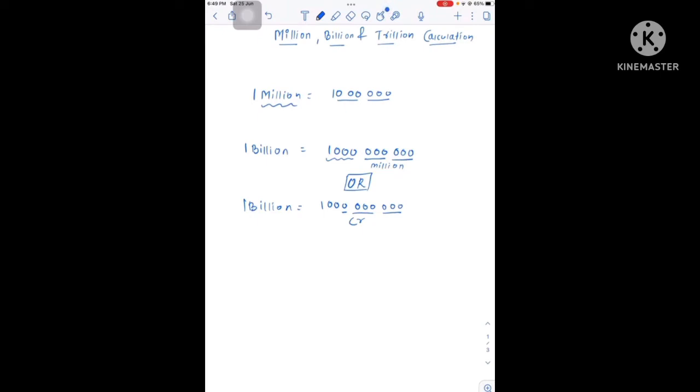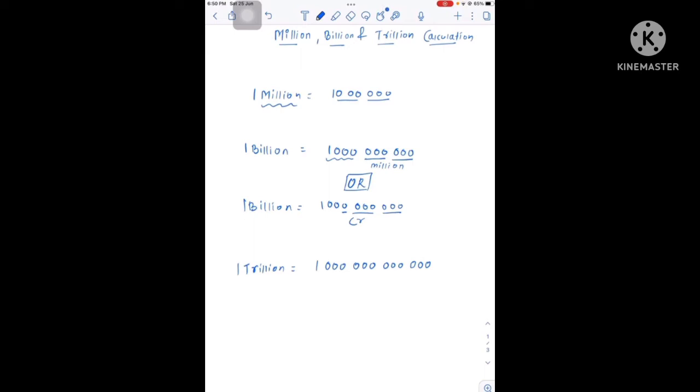Now let's move to 1 trillion. A billion figure will have a total of 9 zeros. When you add 3 more zeros, it will be called 1 trillion. So 3, 3 more, this is million. If I add 3 more, this is 1 billion. Now when I add 3 more zeros, it will be 1 trillion. You need to remember this: 1 trillion will have a total of 12 zeros.